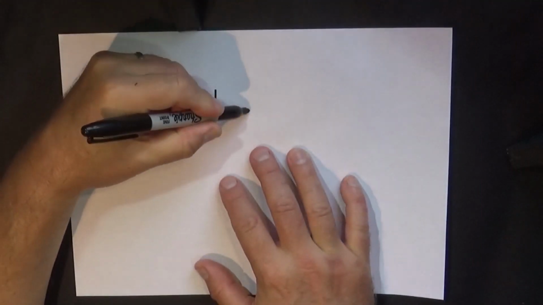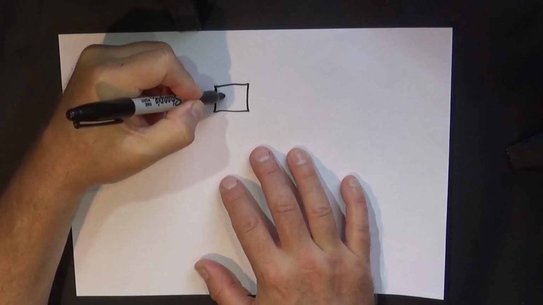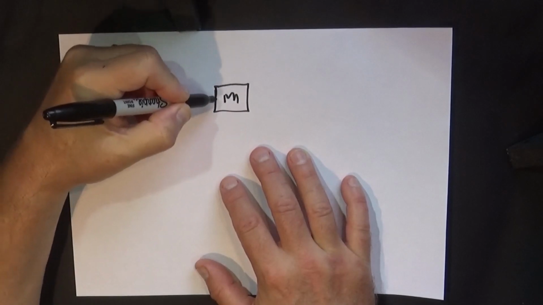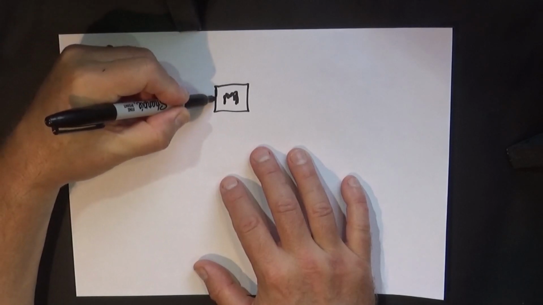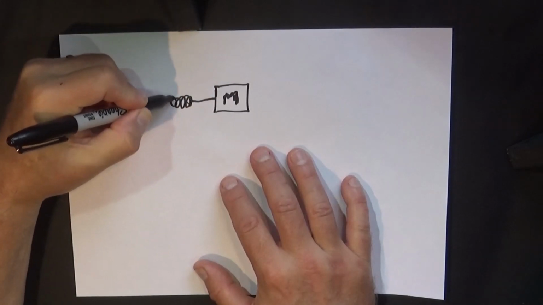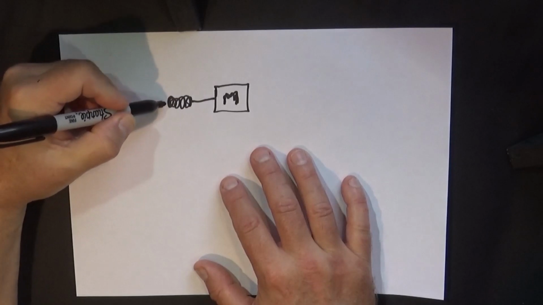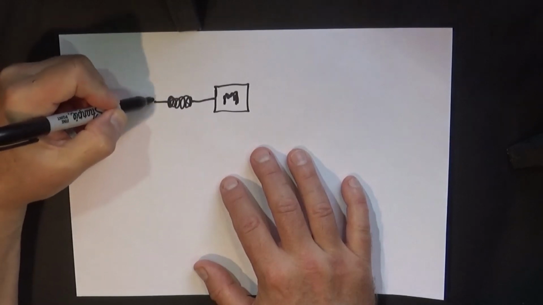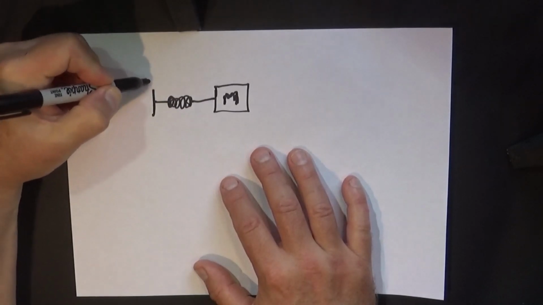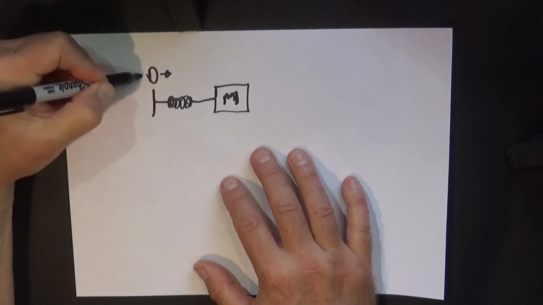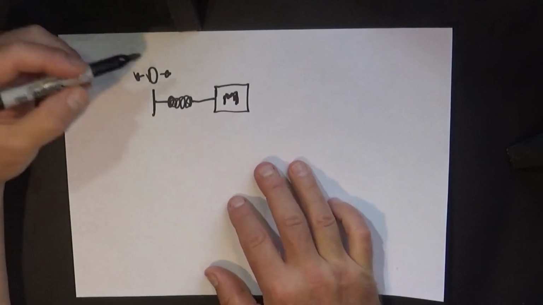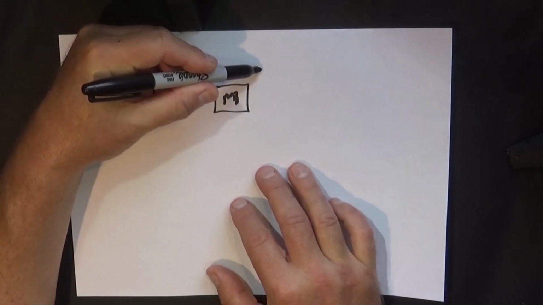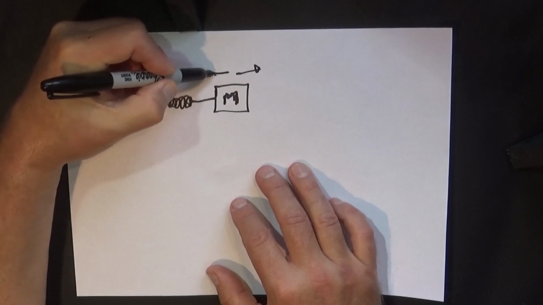So what we've had so far is a mass on a spring with a drive, and we take as our output the position of the mass.